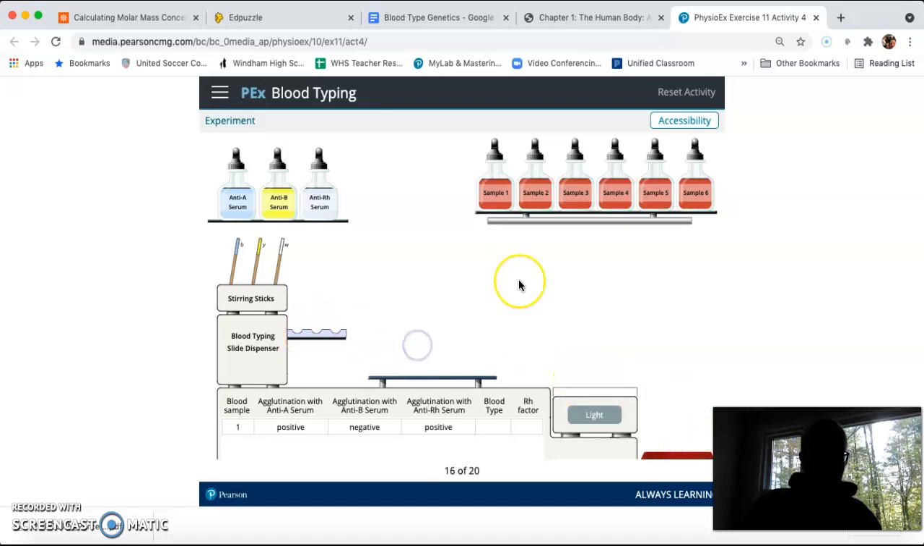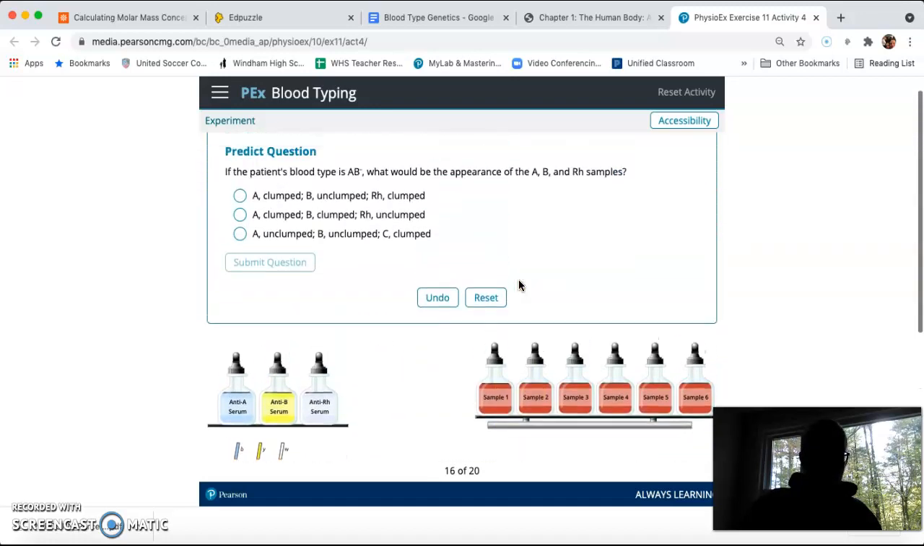We're going to pull out a new slide. And actually, if the patient's blood type is AB negative, what would be the appearance of the A, B, and Rh samples? This is a question that I need to answer before I can move on. So, if it's A, that means that it does have the A antigen. So we would see a reaction. We would see clumping here.